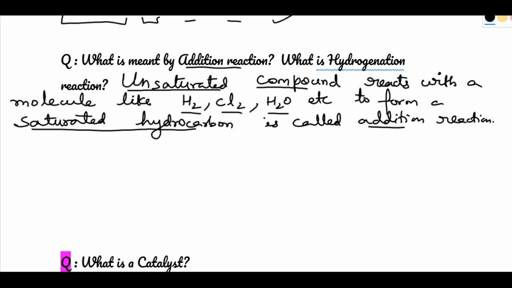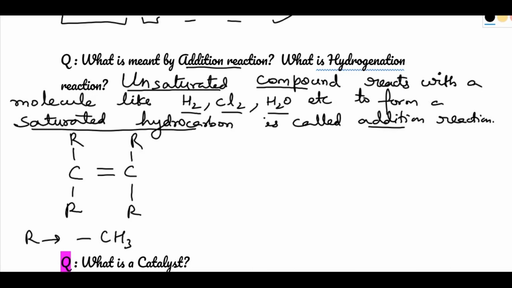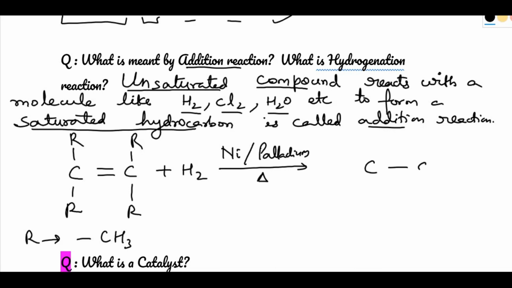The best example is vegetable oil getting converted to vegetable ghee. Here, the unsaturated carbon compound is like this one, with a carbon-carbon double bond, and these are the alkyl groups R. What is R? R is actually the CH3 group. This one adds hydrogen in presence of nickel or palladium. Nickel or palladium on a little heating gives a saturated hydrocarbon.